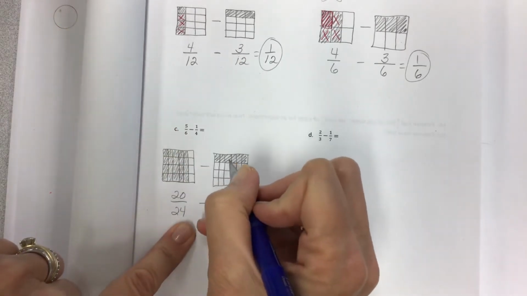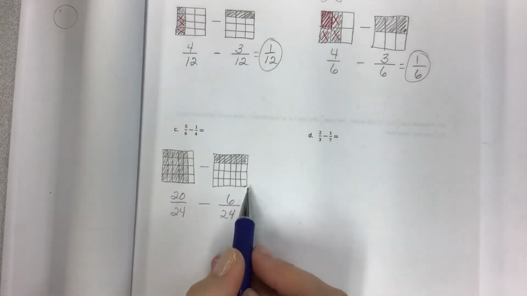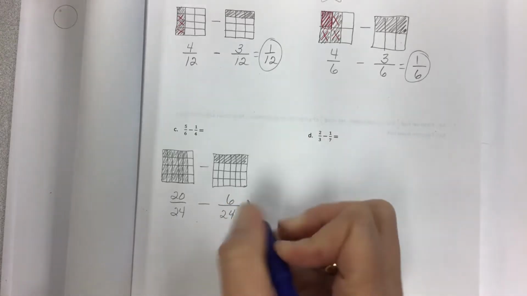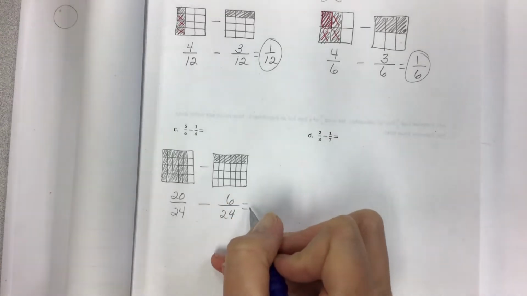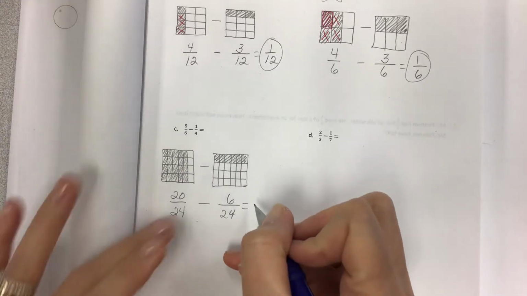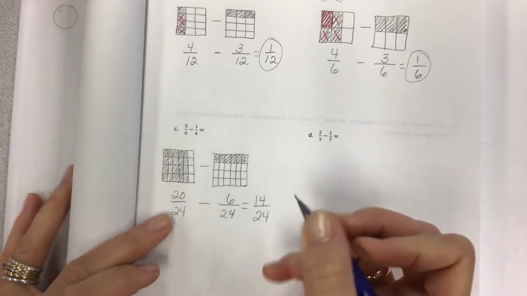And then this one, 1, 2, 3, 4, 5, 6. Watch out for counting. Make sure that you have your 6 sections. If you don't make the right number of sections, you won't end up with the right number there. And then 20 minus 6. Oh, and then I also wanted to talk to you guys about common denominators, but we'll do that in a minute. 20 minus 6 is 14 24ths.